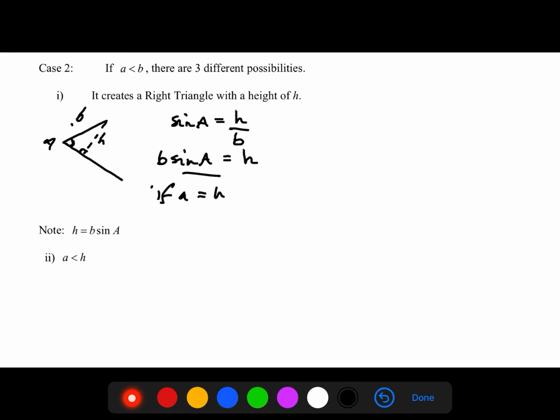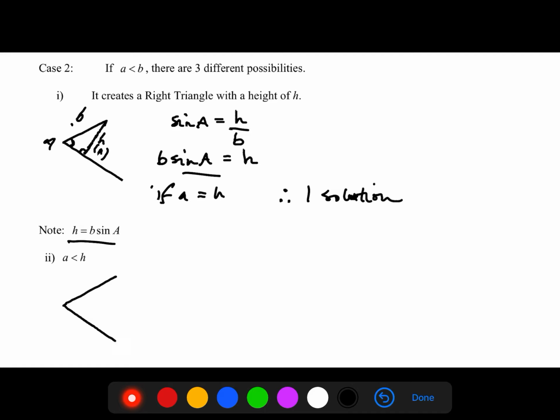And we want to compare the size of a to the height. If a is the same as the height, our given information, then we only have one solution. There is one way to draw this triangle.